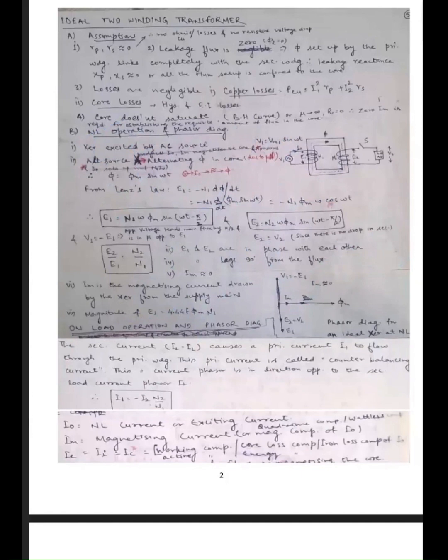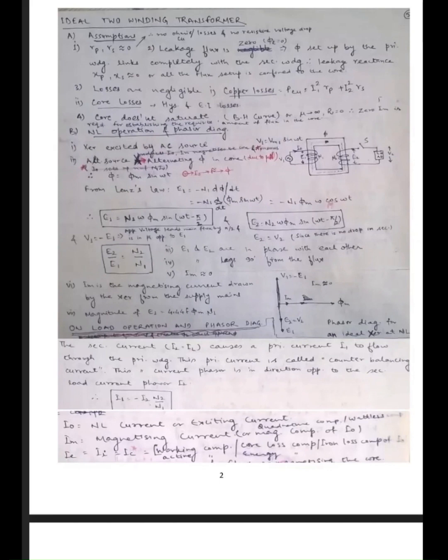So here we have written Xp and Xs should be 0. It means that all the flux is confined to the transformer core only. There is no leakage. Okay.